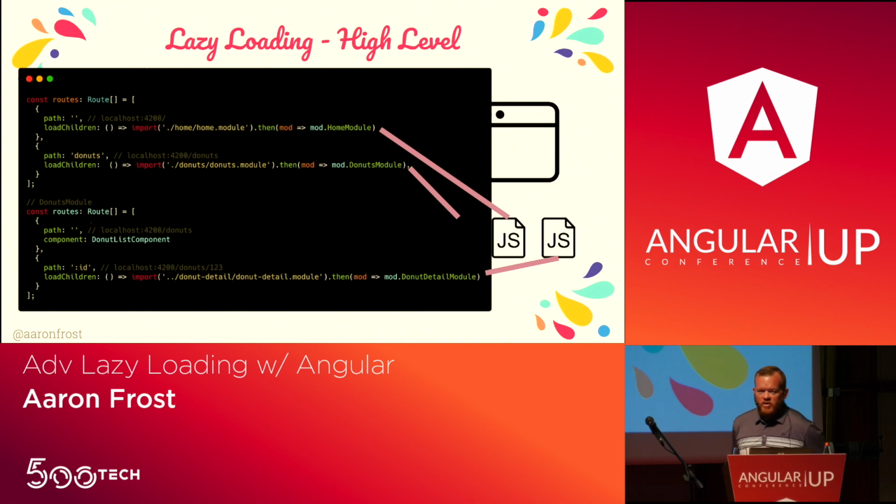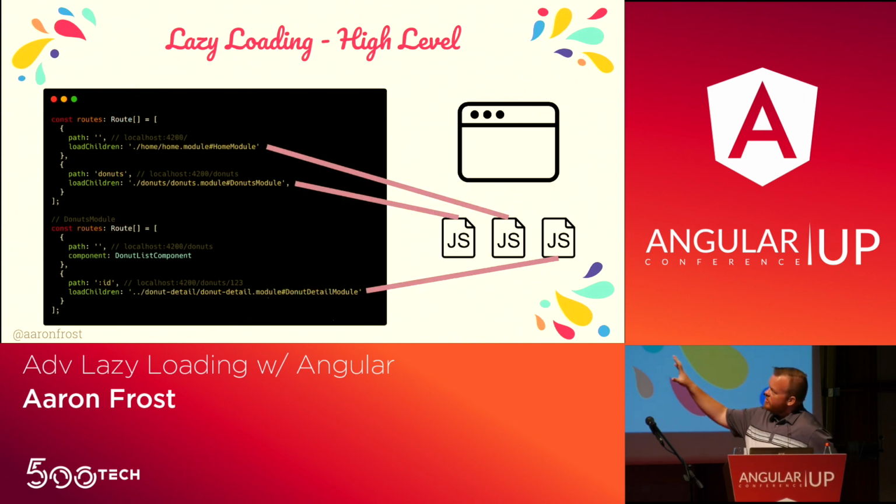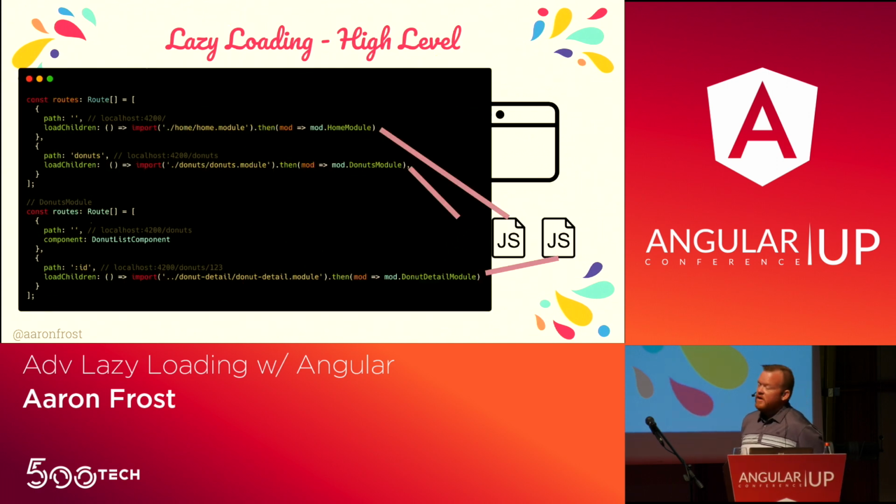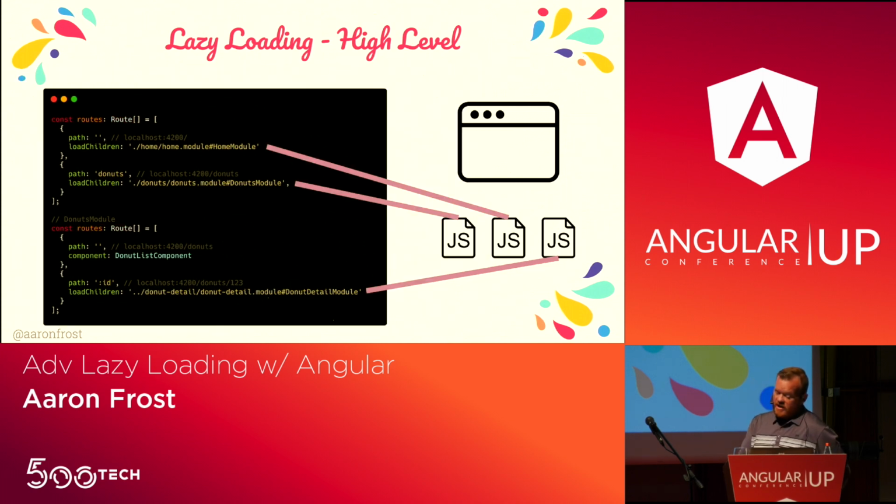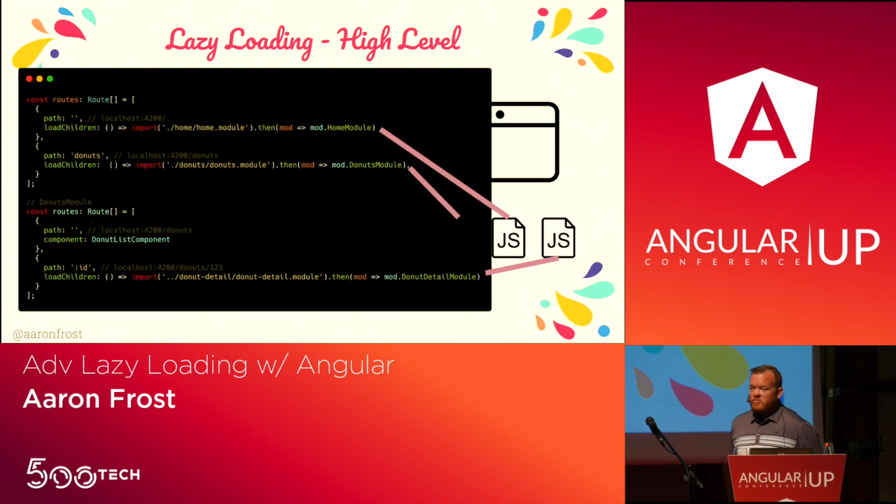So you just call import on the first part of your lazy loading string, the part before the hashtag, and then you do a .then, and then the string after the hashtag, so on that first thing, home module, you just return whatever module gets returned, module.HomeModule or module.DonutModule. So that's the difference with Angular version 8. That's really the difference between Angular version 7 and prior and 8. That's the only thing you need to know. That's the only change that's happened, okay?